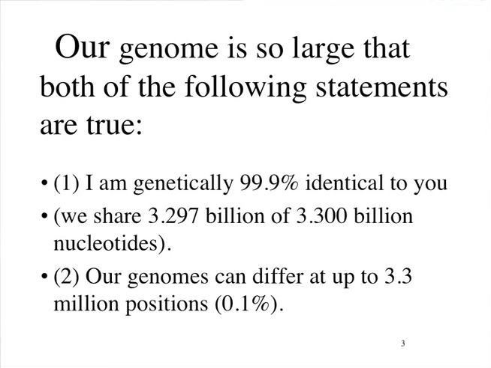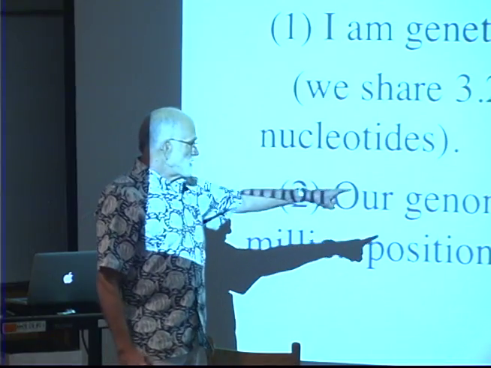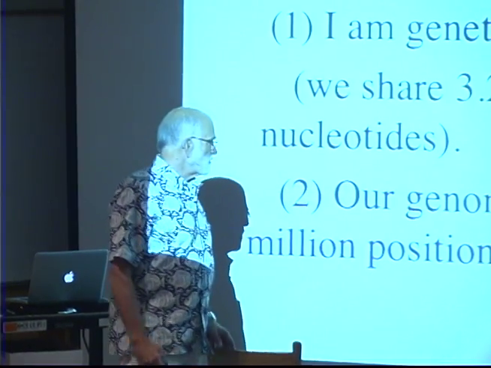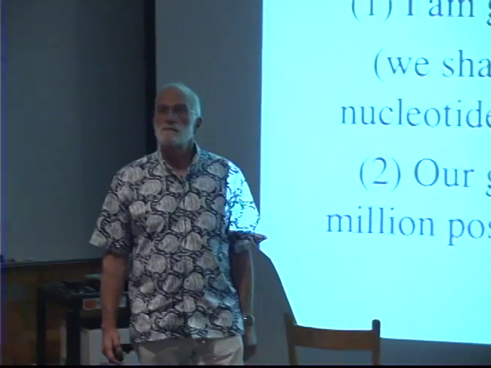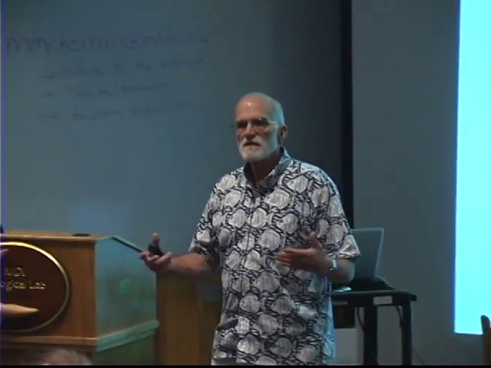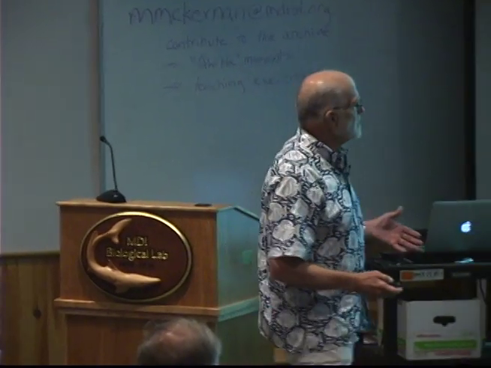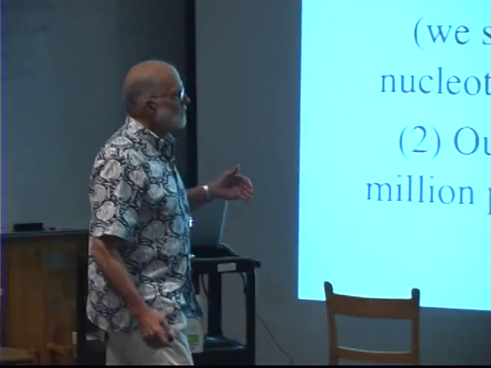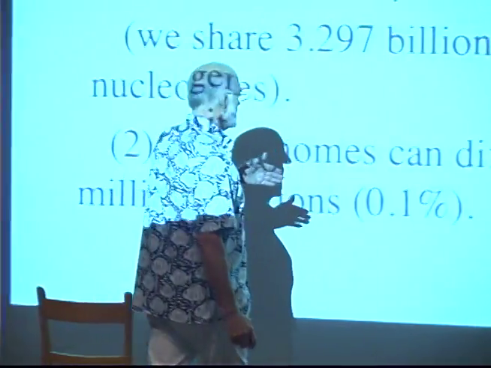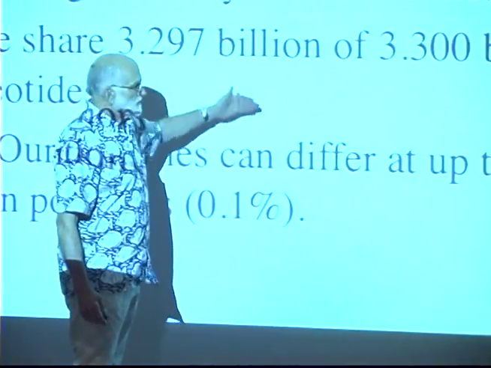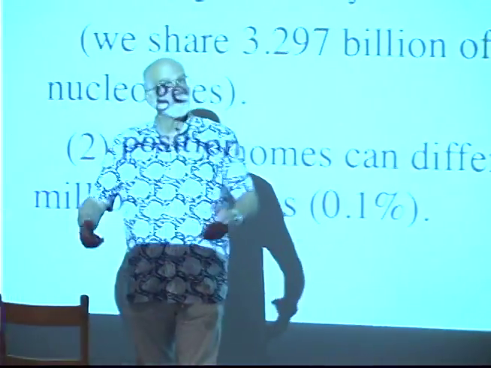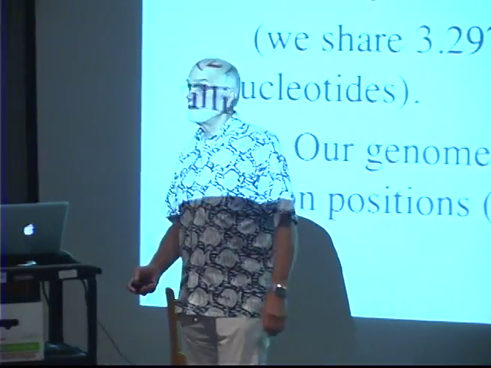So just a couple of things for numerology. These two statements are both true. I am 99.9% like each of you, and each of our genomes can still differ at up to 3.3 million positions. That's kind of the basic thing that you need to know if you're going to get into personalized medicine. This is also essential, as I think we'll see as we start to discuss whether the different group ethnicities on the planet differ genetically.